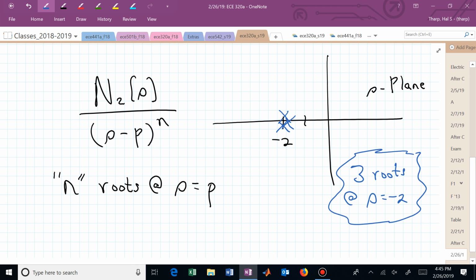Wait, I just can't let you go. So what I want to talk to you about next time is having proper and strictly proper transform expressions. So strictly proper is when the numerator is strictly less in order than the denominator. And we'll pick up at that point next time.